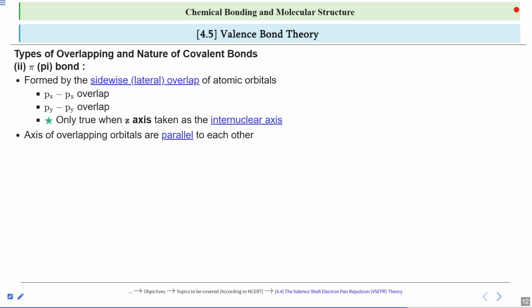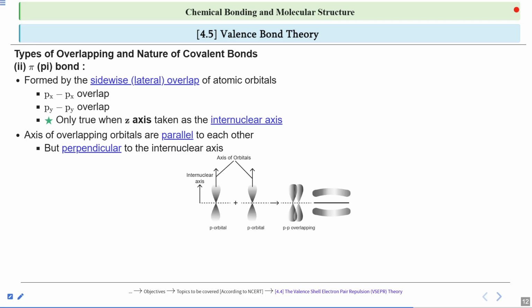Now, in this kind of overlap, the orbitals will have the same spin, but the axes of overlapping are parallel to each other and perpendicular to the internuclear axis. Okay, so the axes of the overlapping atomic orbitals are parallel to each other, whereas they are perpendicular to the internuclear axis. Let us try to understand the same with the diagram.